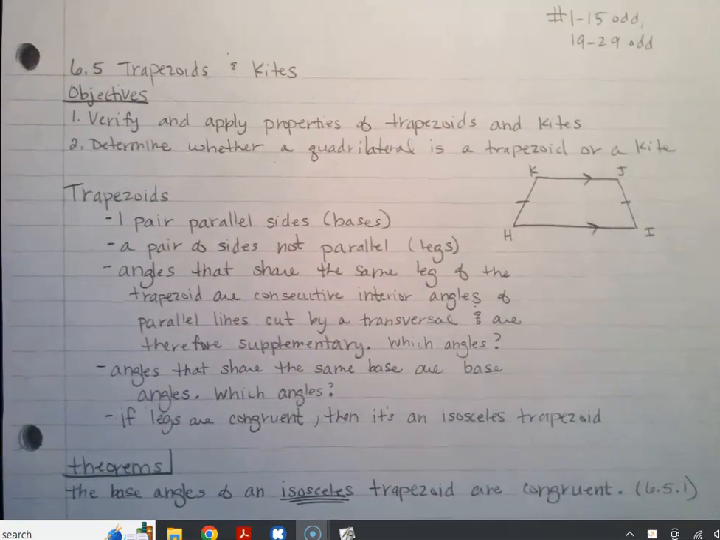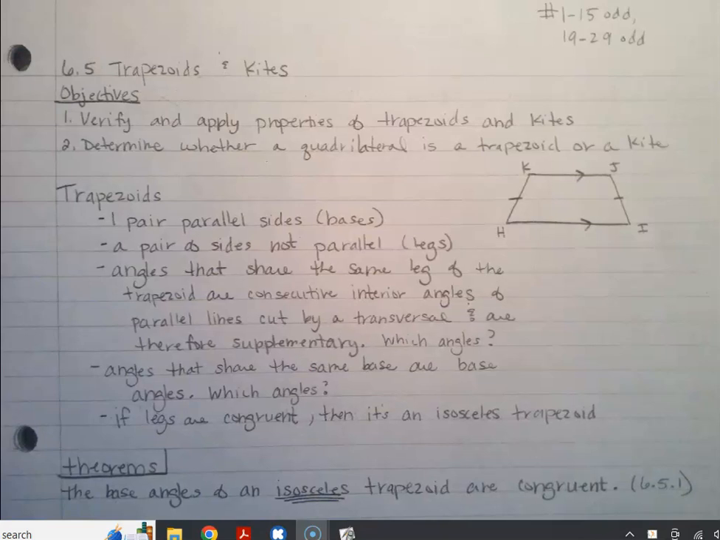Geometry, we're doing 6.5 trapezoids and kites. We have lots of really great information. So first, our objectives are we're going to verify and apply properties of trapezoids and kites. And second, we're going to determine whether a quadrilateral is a trapezoid or a kite. So first up, some things about trapezoids.